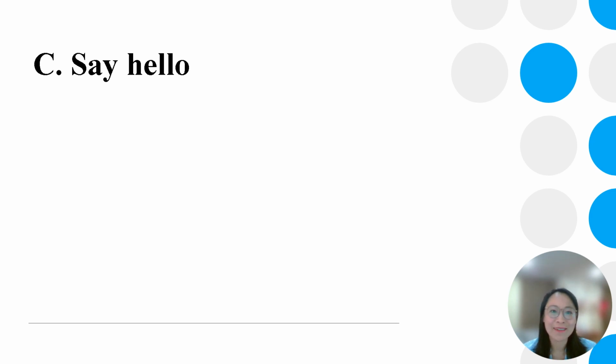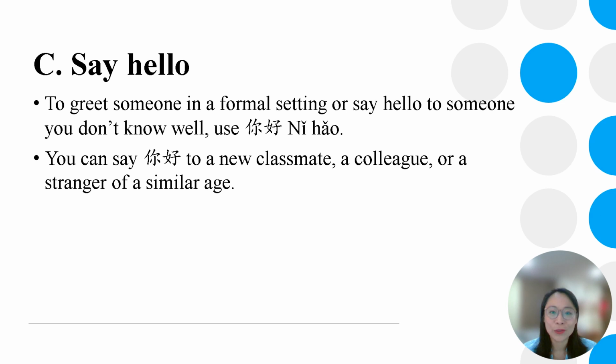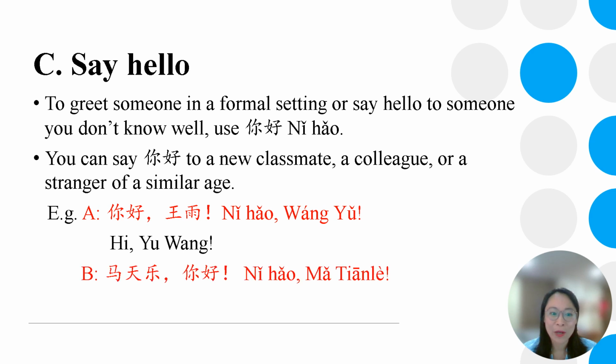Now let's talk about how to say hello in Chinese. To greet someone in a formal situation or say hello to someone you don't know well, you can say 你好. You can say 你好 to a new classmate, a colleague, or a stranger of a similar age. Here's a conversation between Wang Yu and Ma Tianle. Ma Tianle said, 你好, Wang Yu. Hi, Yu Wang. And Wang Yu replied, 马天乐, 你好, 你好, 天乐马.